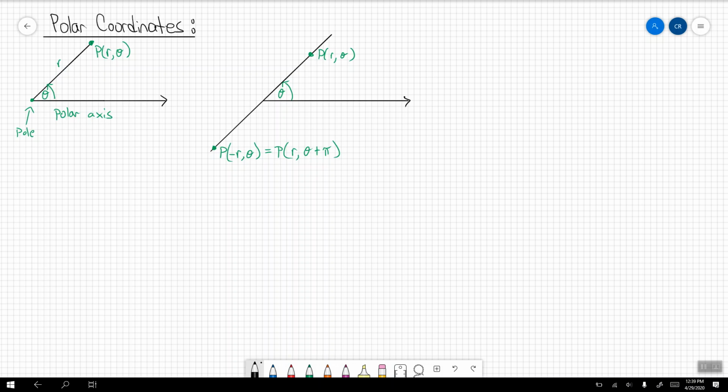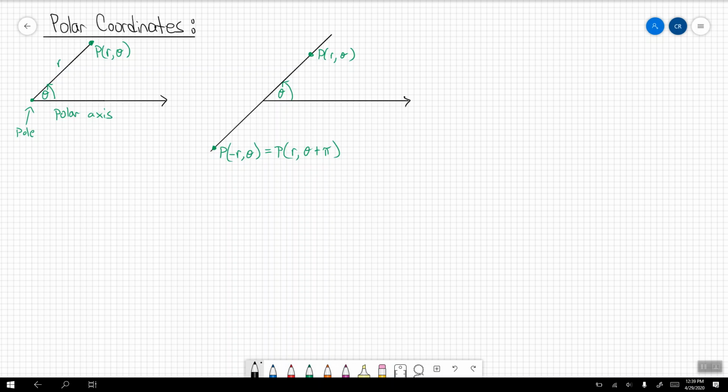Now, what I have here on the screen for the first picture, I have drawn an angle theta and a point on some grid. Point P is going to be denoted as r comma theta. In other words, it has two different inputs. It has a radius, which is r, and it has some angle measurement theta. And the angle measurement will always be measured from the positive x-axis. But under polar coordinates, we don't call it the positive x-axis. We just call it the polar axis.